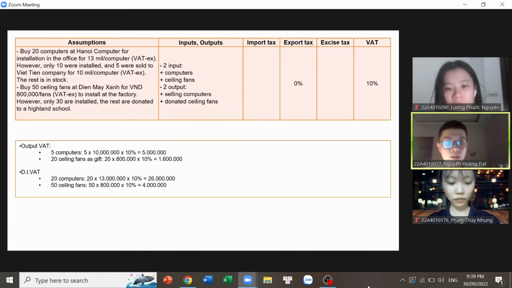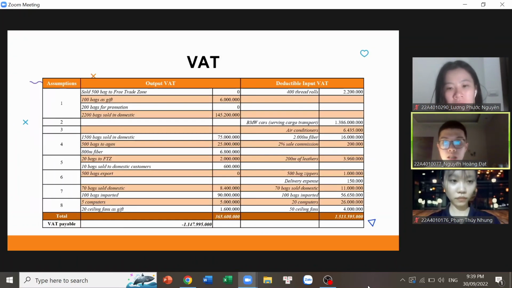Next slide please. Okay, next, to conclude the VAT payable, we have this table. You can see that the total output VAT is 365 million dong, but the deductible input VAT is more than 1 billion dong. So the VAT payable is negative 1 billion 147 million 995,000 dong. So this is a tax we will be refunded in the tax period.